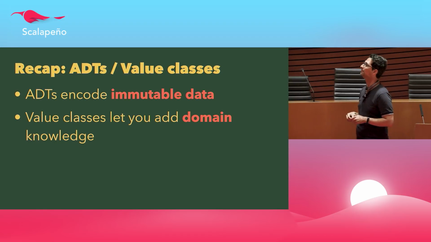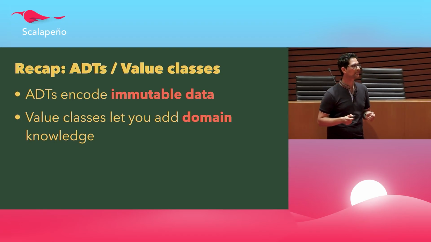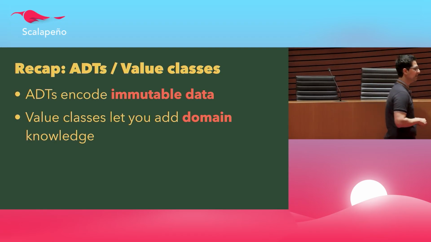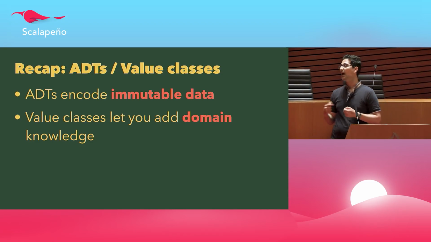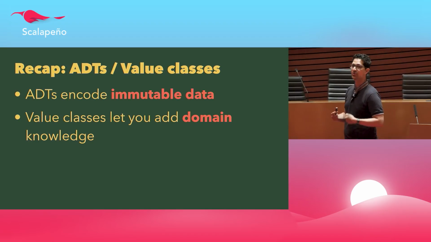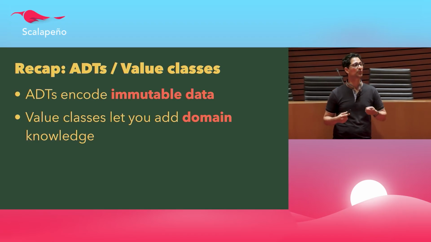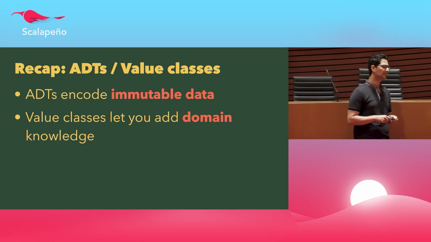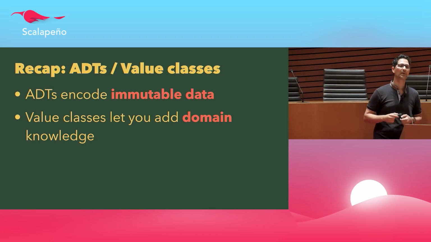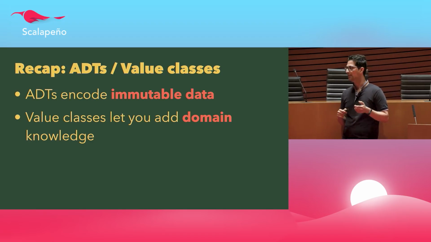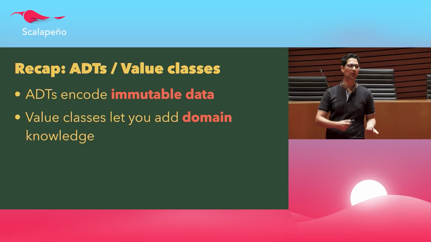All right, let's recap. We talked about ADTs, about sum types, and how they encode immutable data, and how the compiler will check the correctness of your code when you forget an edge case. There are basically no more edge cases. You don't have to think about forgetting a case. The compiler will do it for you.